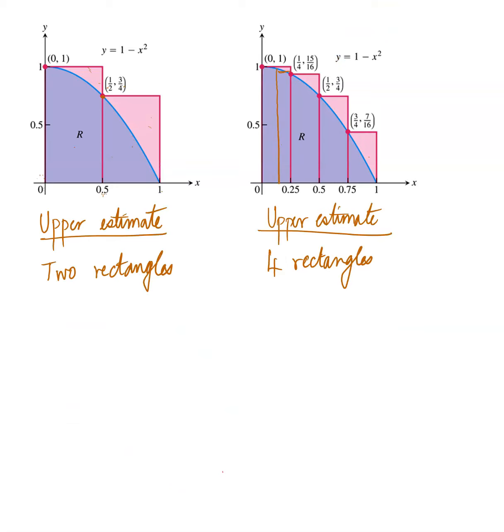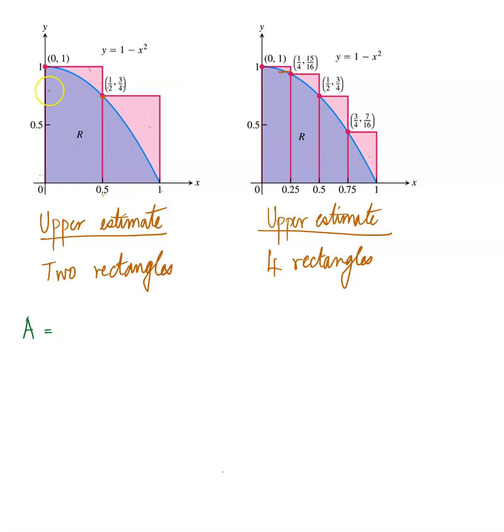I would like for us to go back to the upper estimate and learn how to quickly calculate the area, and that way we can look at other examples and begin to work on them easily. So we have two rectangles here. Let's find the area.